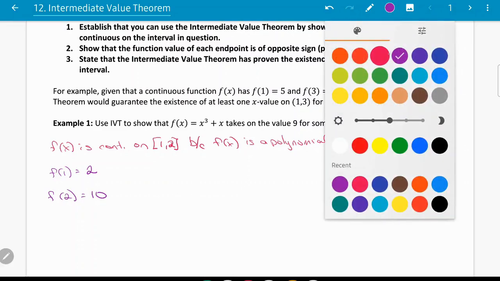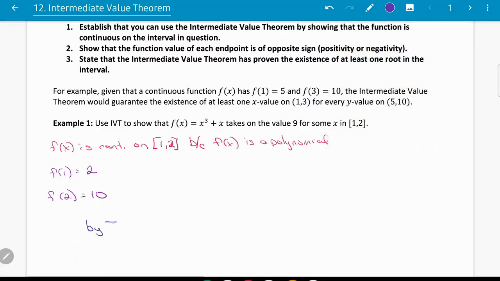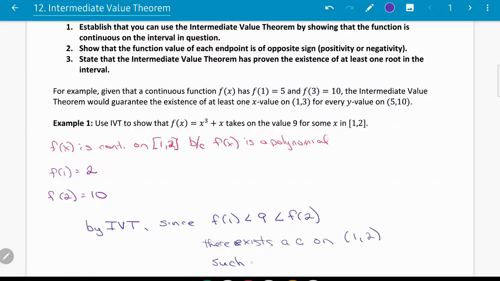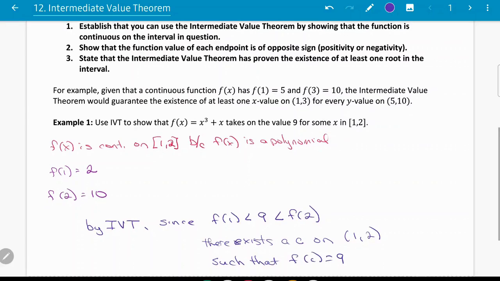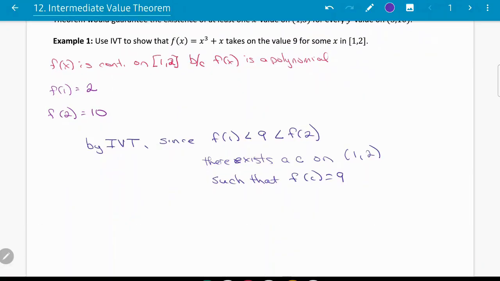And so by the intermediate value theorem, we know that since f of 1 is less than 9 is less than f of 2, there exists a c on 1 to 2 such that f of c equals 9. All right.